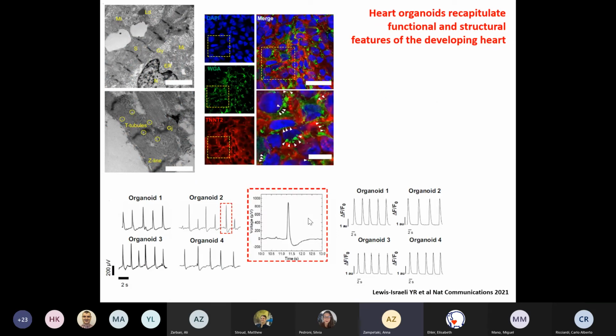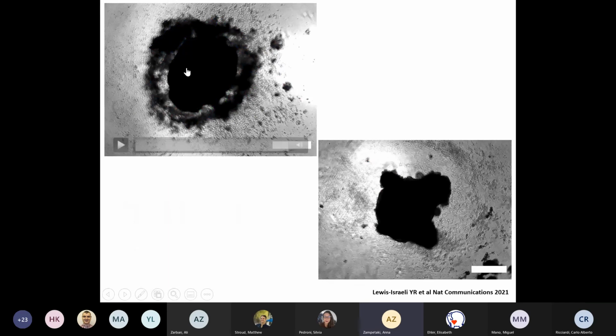Just to show you some more data of the functional and structural features of the organoids that resemble the developing heart. So you have the sarcomere here, T-tubules here, again the structure points to the developing heart, and so do the electrophysiology recordings. I thought it would be nice also to show you some of the movies that they provide on the beating organoids and how they resemble the heart.